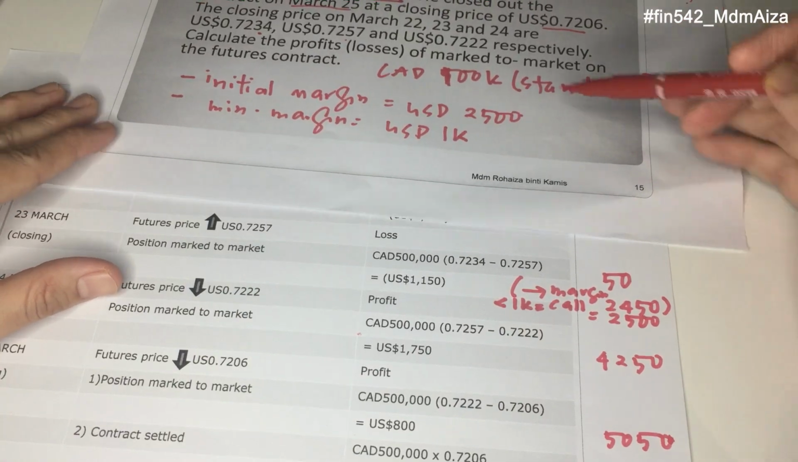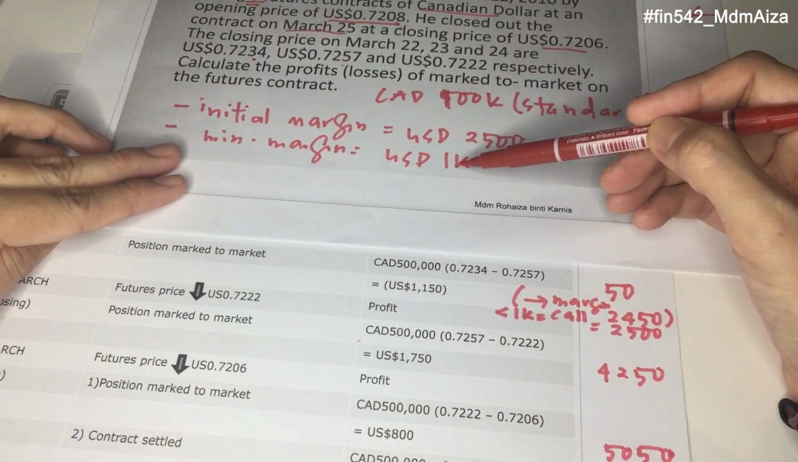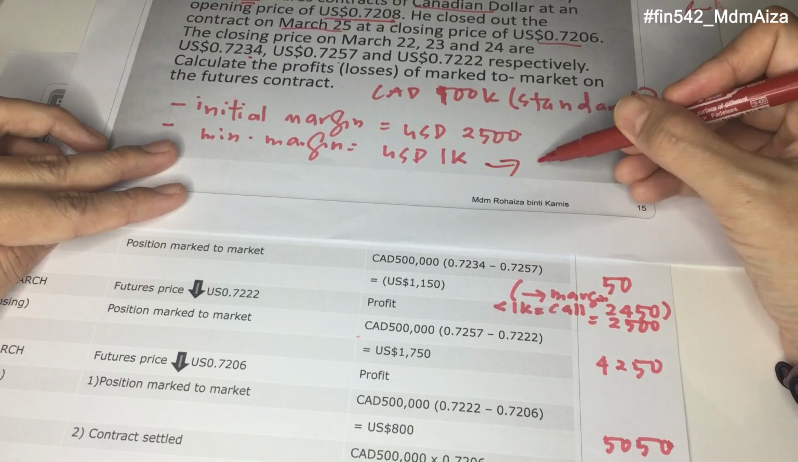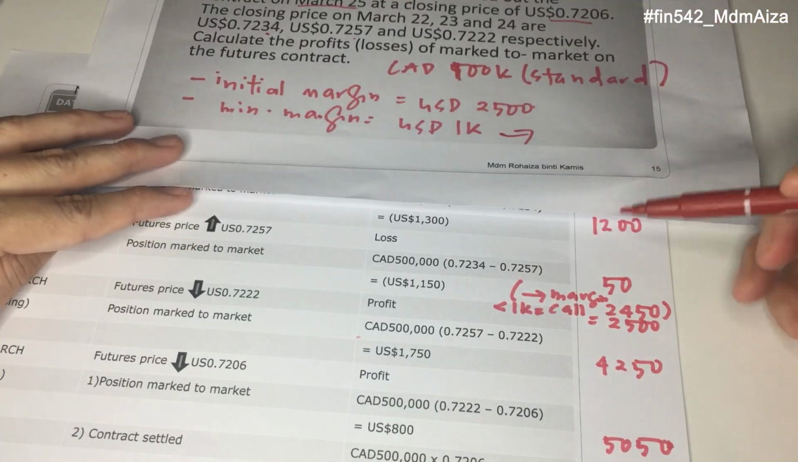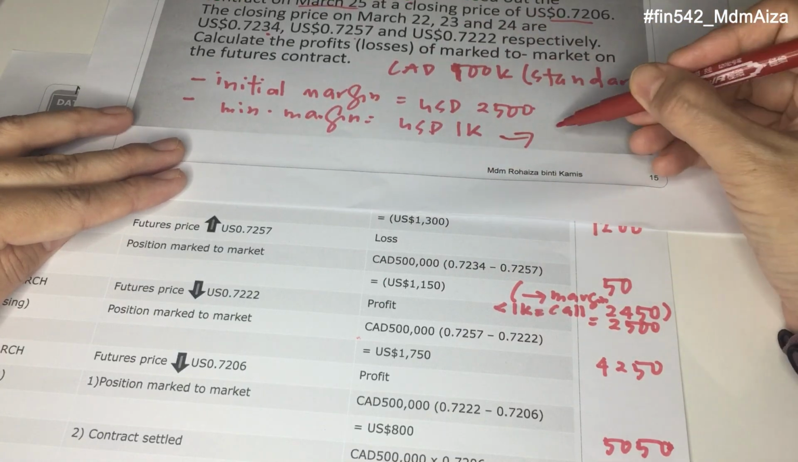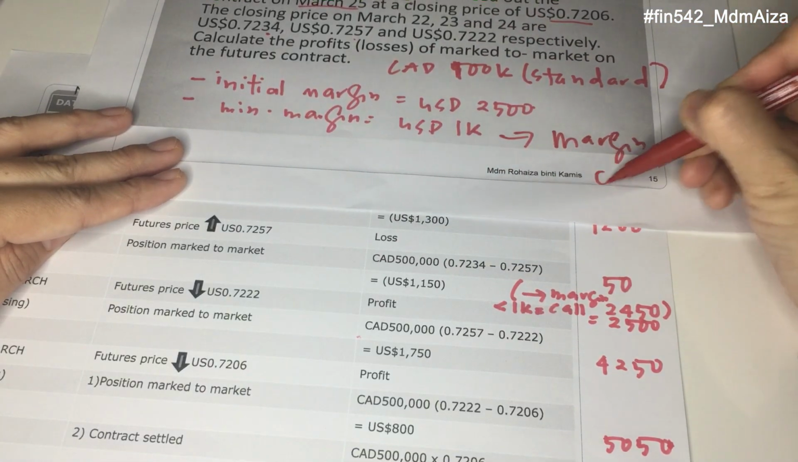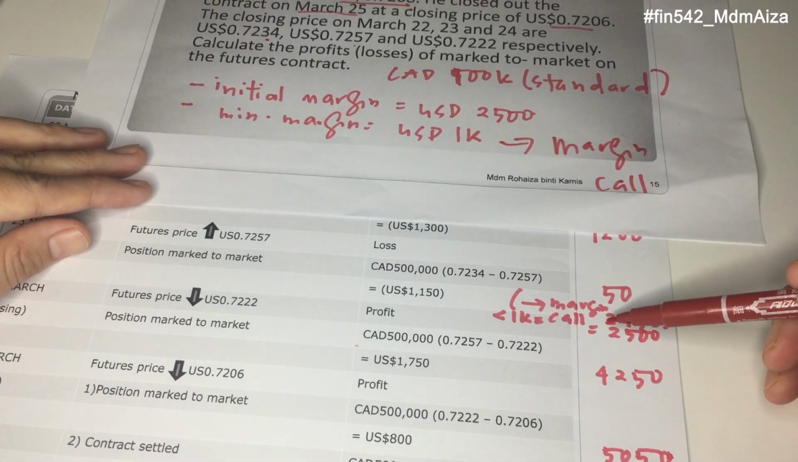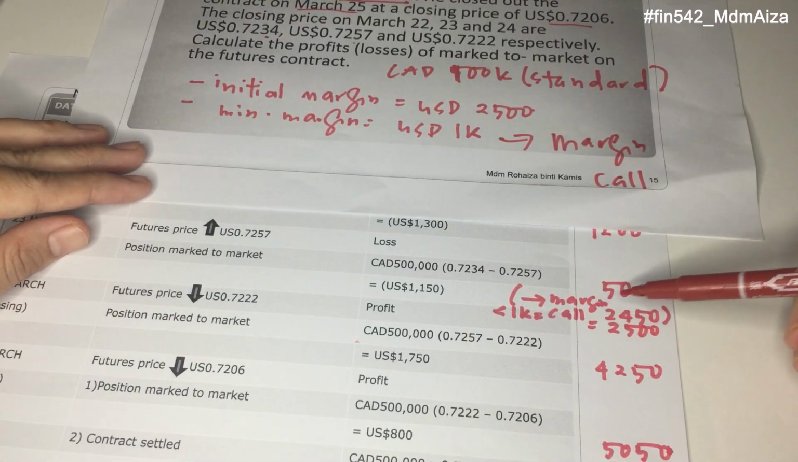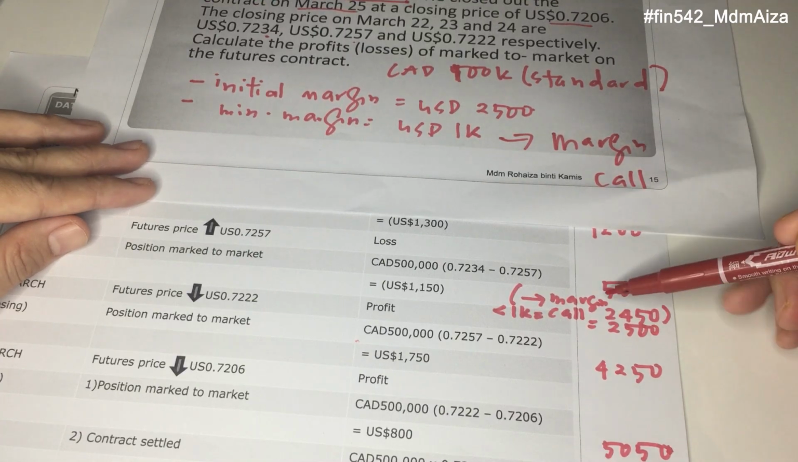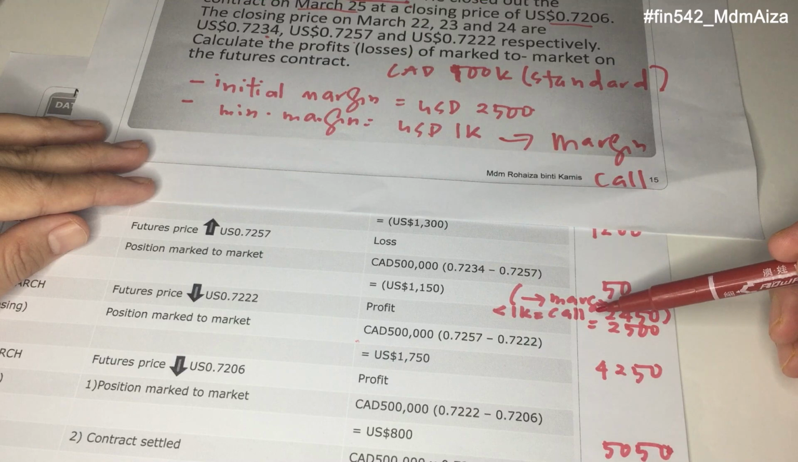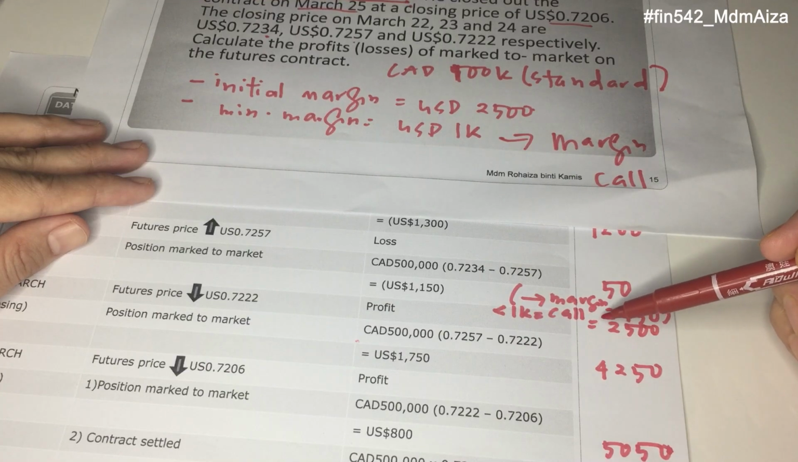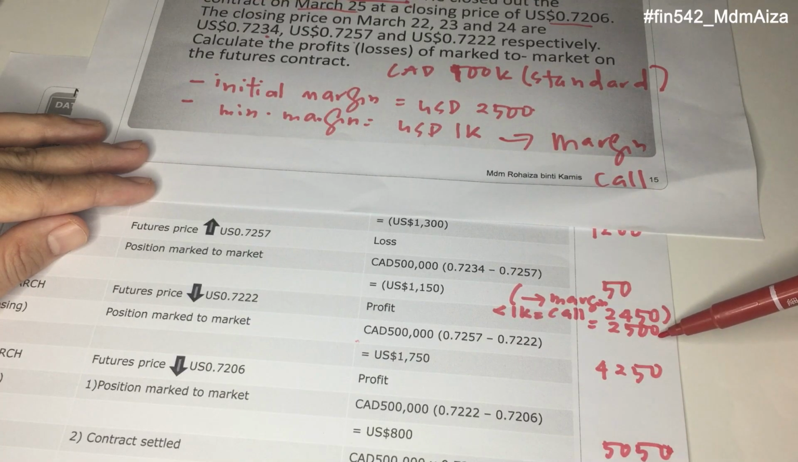So since the question says Adam Smith must have a minimum margin of USD 1000, the broker will make a margin call if the margin balance is not up to the standard minimum margin of 1000. That's why in this situation, the broker of Adam Smith makes a margin call for Adam to top up how much? To top up 2500 minus 50, so Adam Smith needs to top up another 2450 to make the margin account 2500 again.